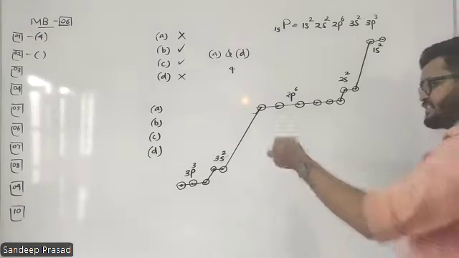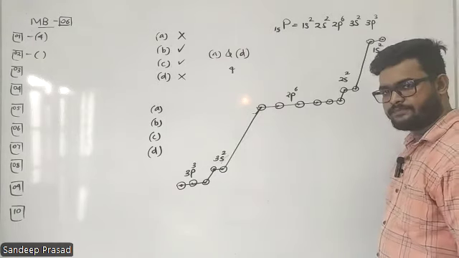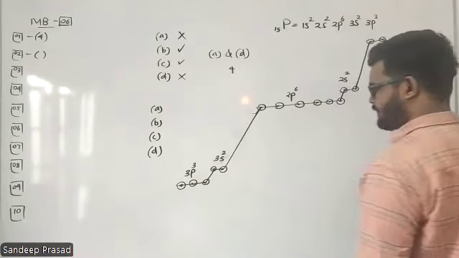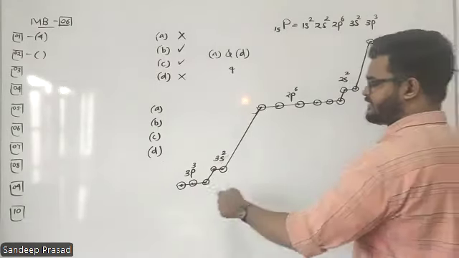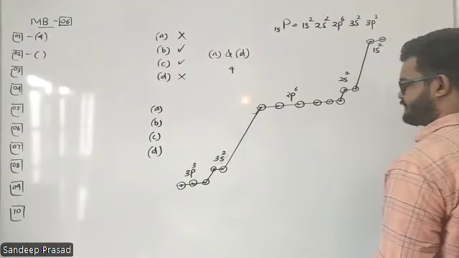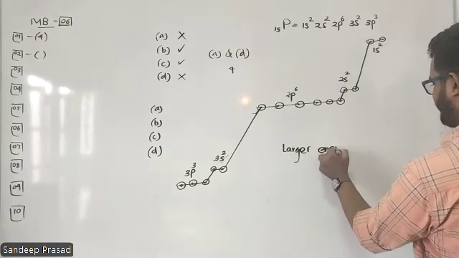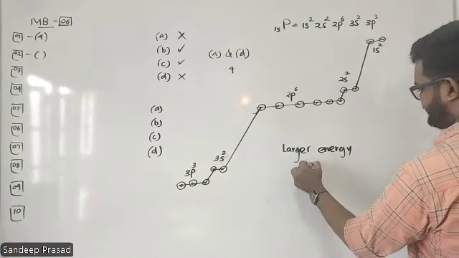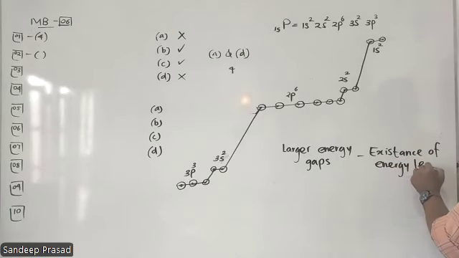In the ionization energy graph, I told you that we obtained three observations, right? There are no two particular points in the same energy level. That means each and every electron has a different ionization energy. The second one is the larger energy gaps. From these large energy gaps, we can understand the existence of the principal energy levels.